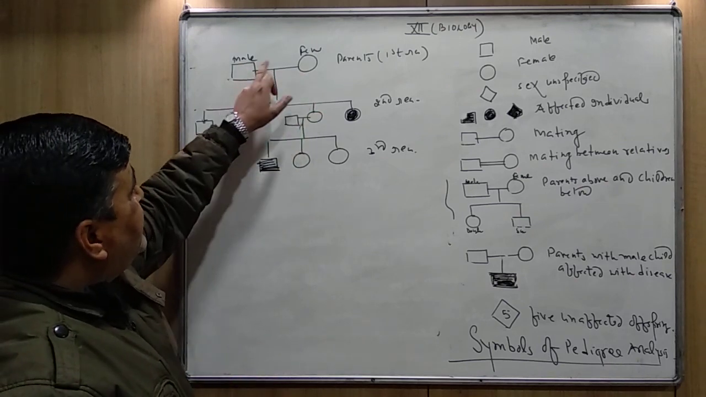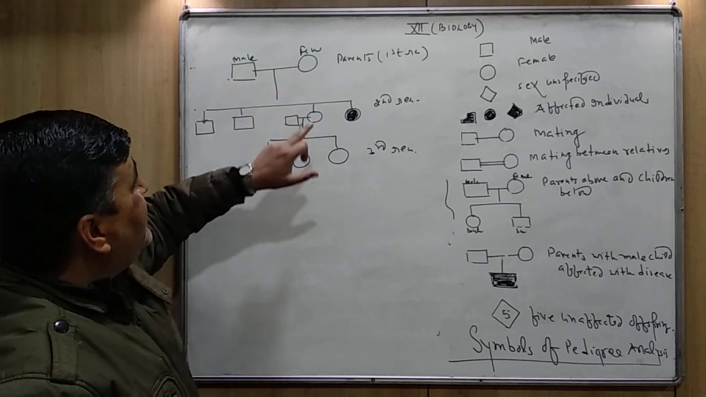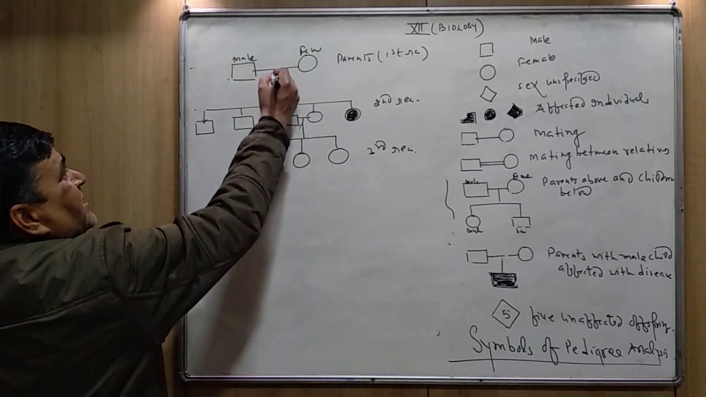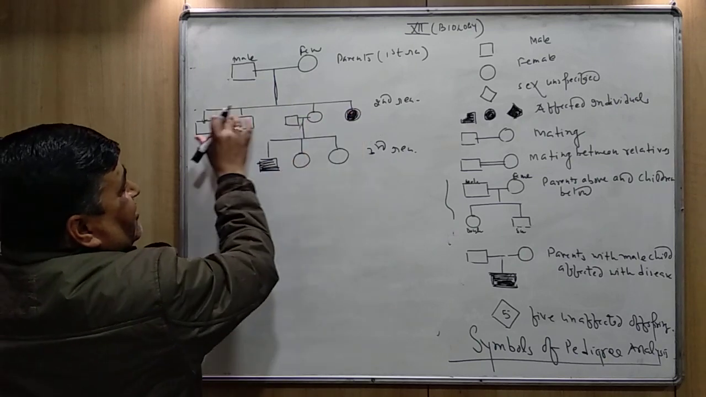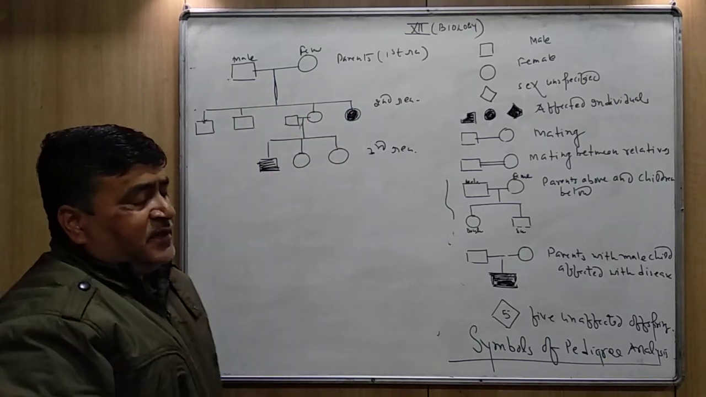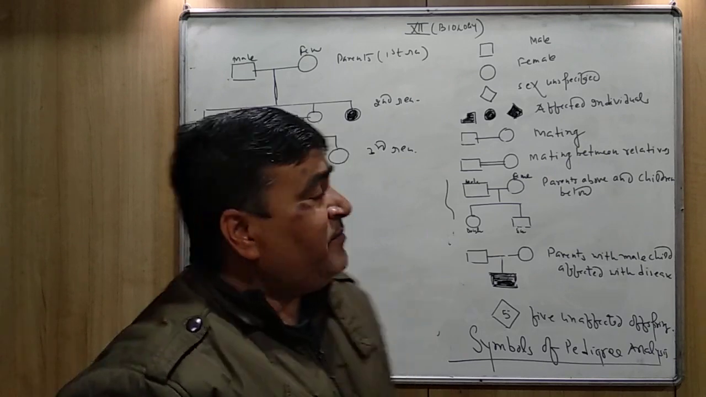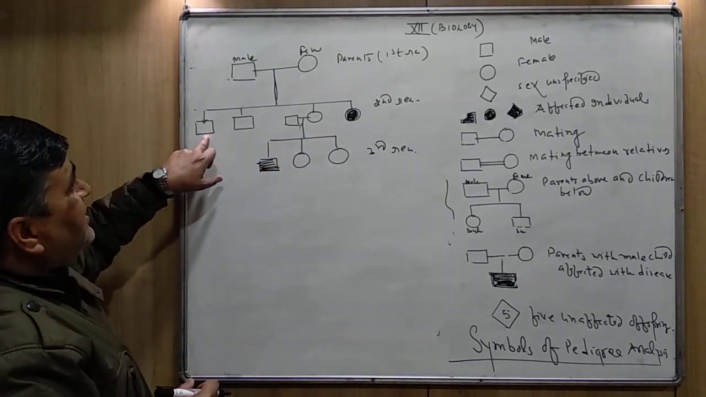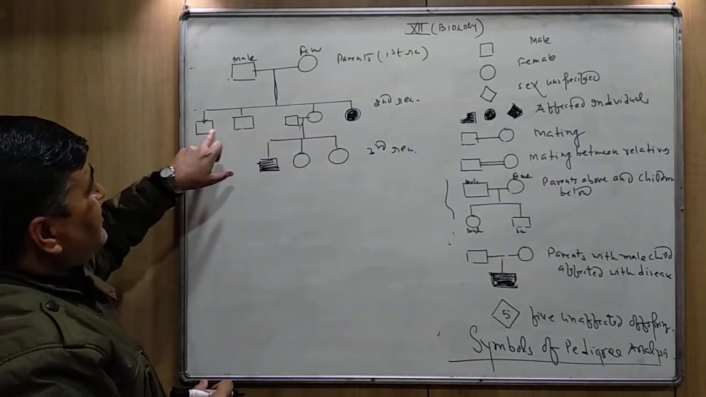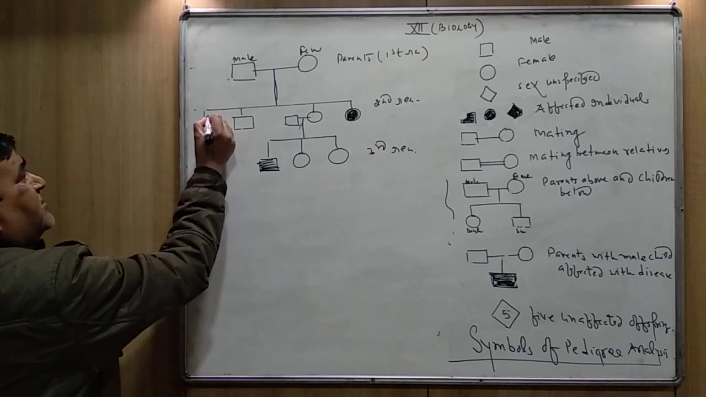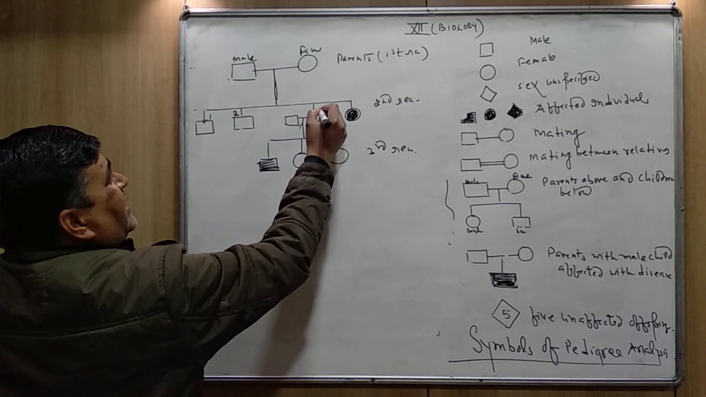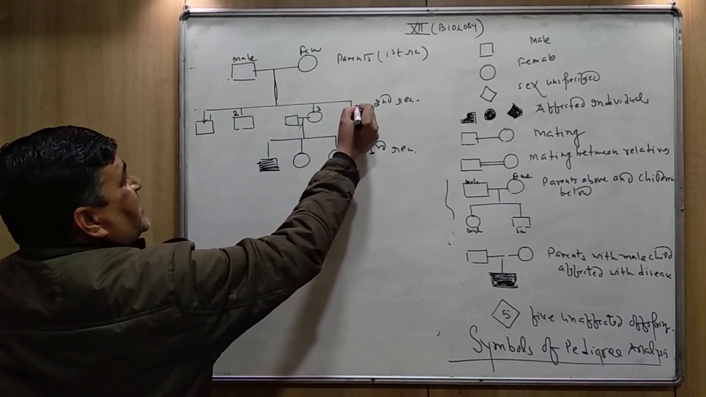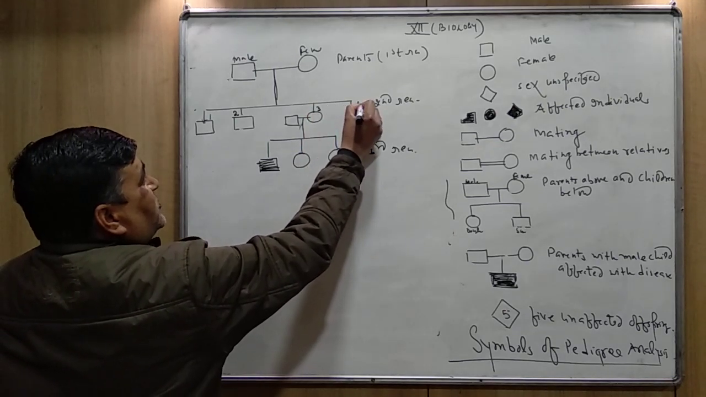This is father, mother, male, female. But when you analyze the second generation, what kind of children they have, you can see here they are both sons. This is the first son, second son, and the third one is the daughter, fourth one is also daughter.